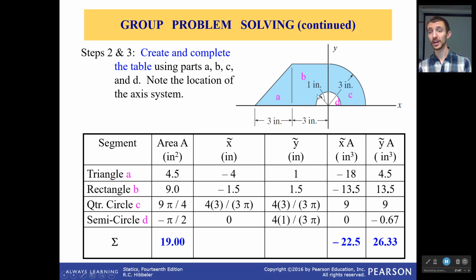This one, pi r squared, but the radius is 1, so we don't see a 1 there. Over 2, but it's a negative area because it's a hole. We add all these together, we get the total area. Then where are their centroids?